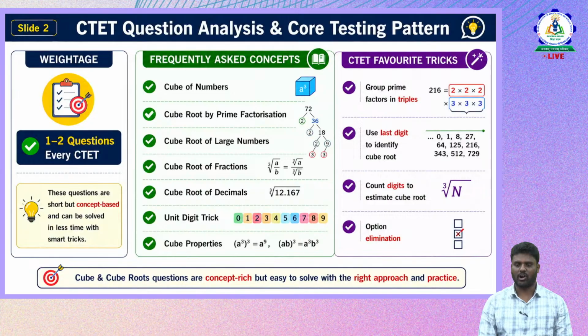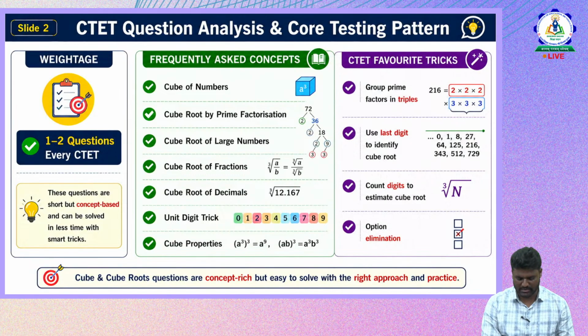Then count the digits to estimate the cube root. There are some questions where they give the cube and ask you to estimate the cube root. In such cases, how can we solve? We can use the formula of cube root n. And then we also see the elimination method. These are the basic concepts covered in cube and cube roots, and we are going to see them one by one through the previous year questions, and also discuss which concept is involved when we are trying to solve.